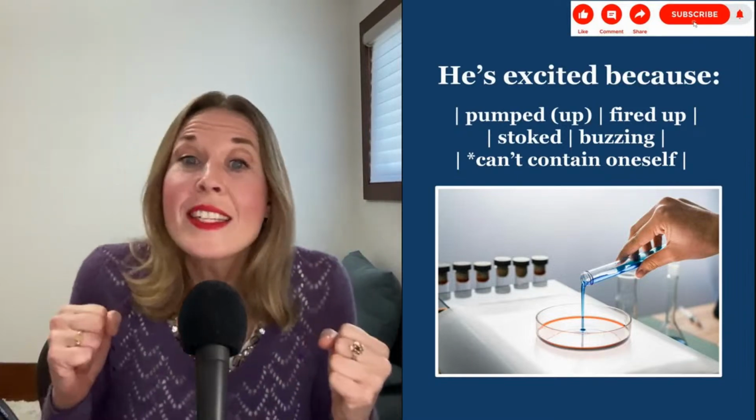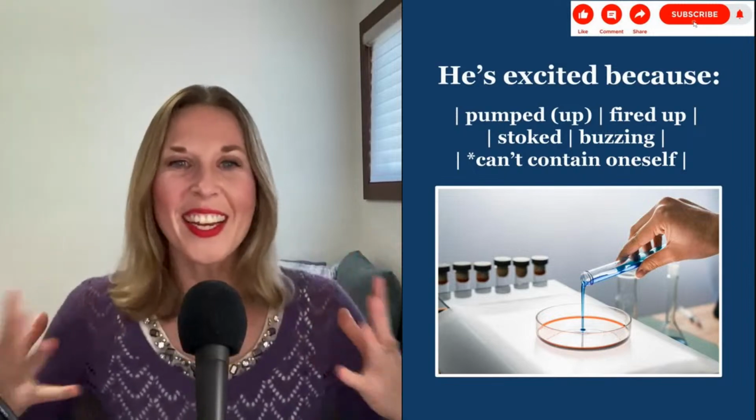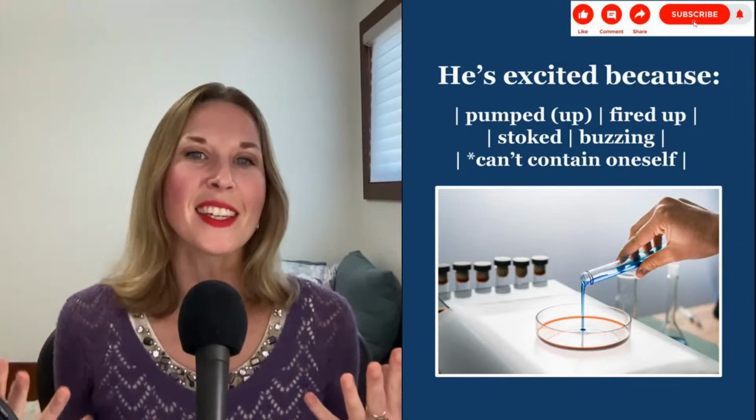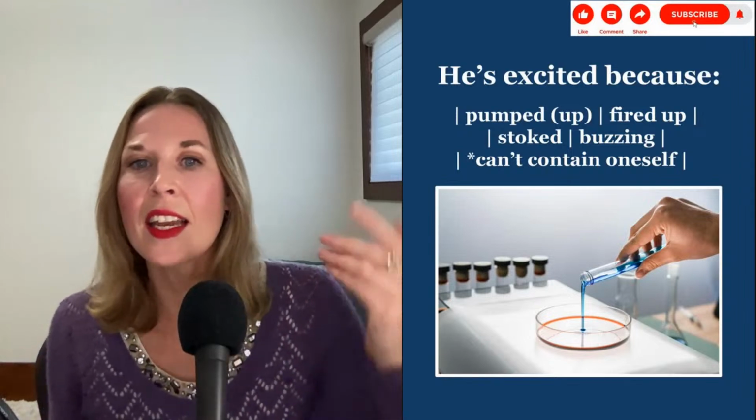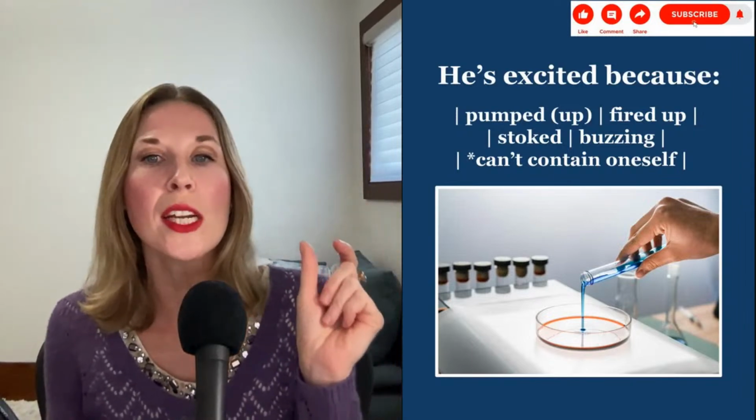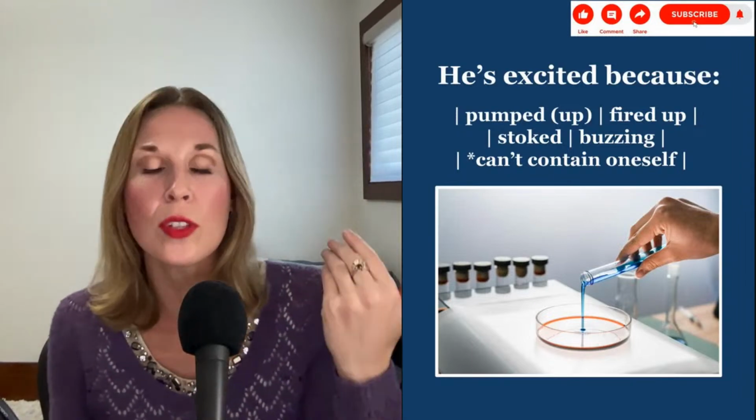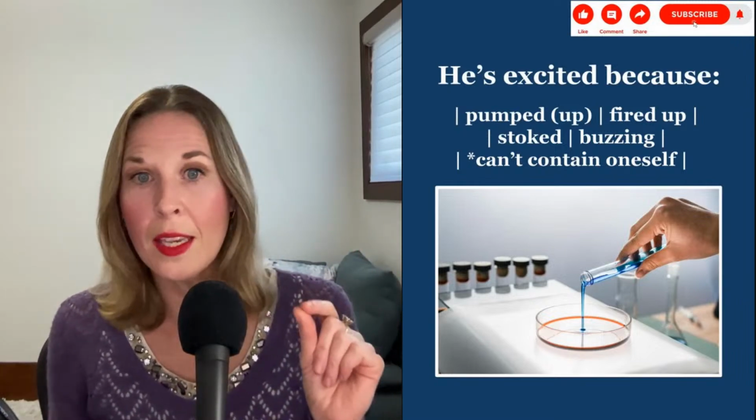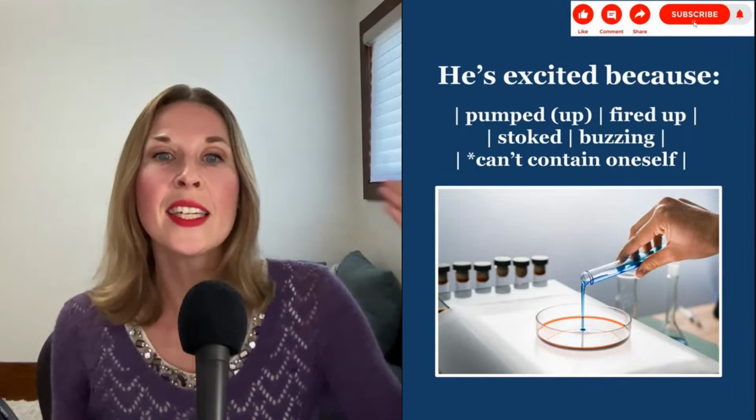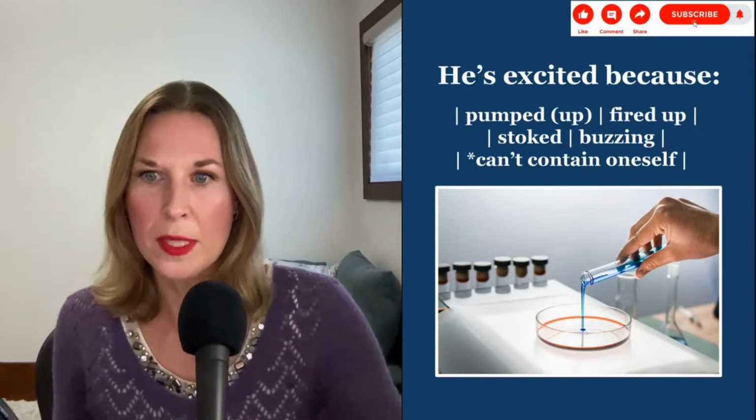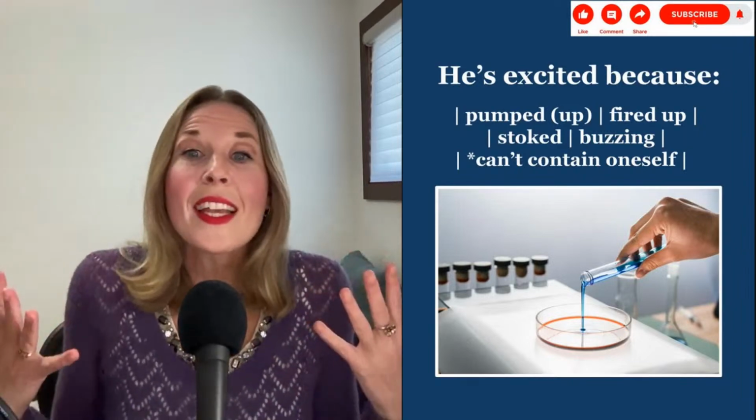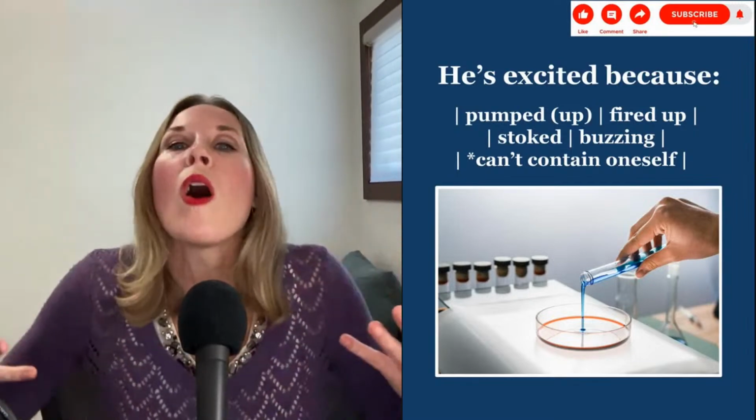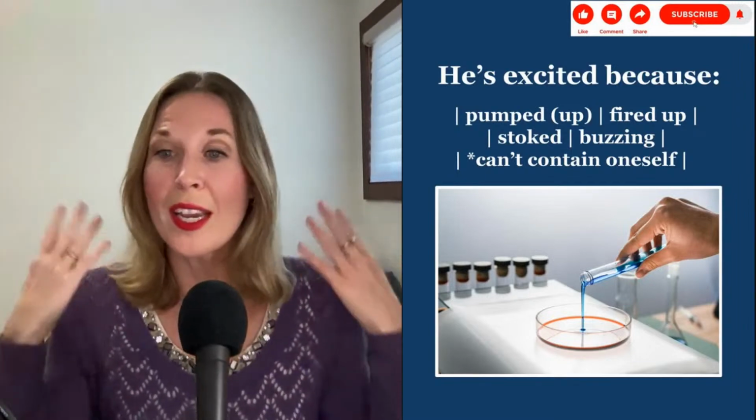stoked. He's buzzing. Ooh, you know, when you're so excited that you literally are buzzing, he's buzzing. He can't contain himself. So again, you have to change that oneself to whatever the subject is. So in this case, you do not use the verb to be, you use can't. He can't contain himself. So I'm so excited, I can't contain myself. It just means the emotion is so strong in you. You just have to express it.